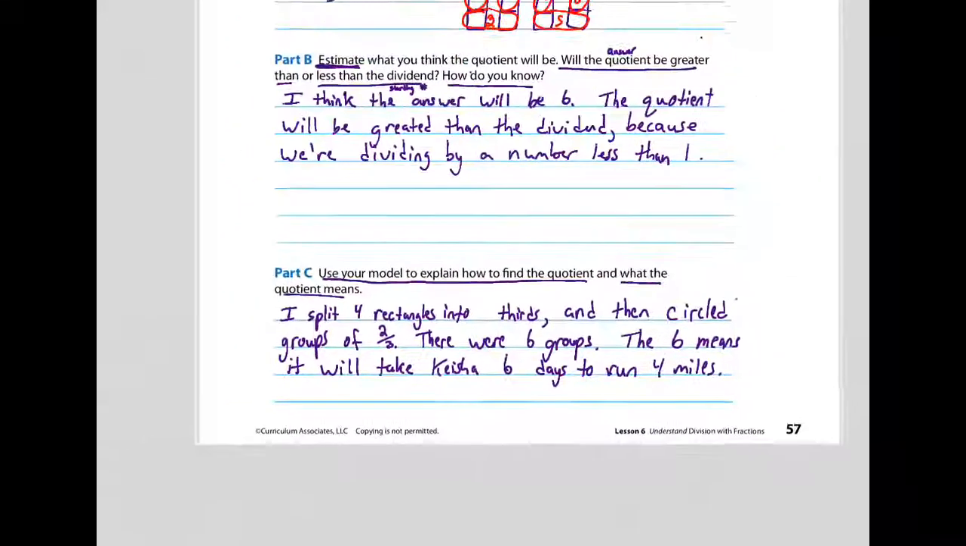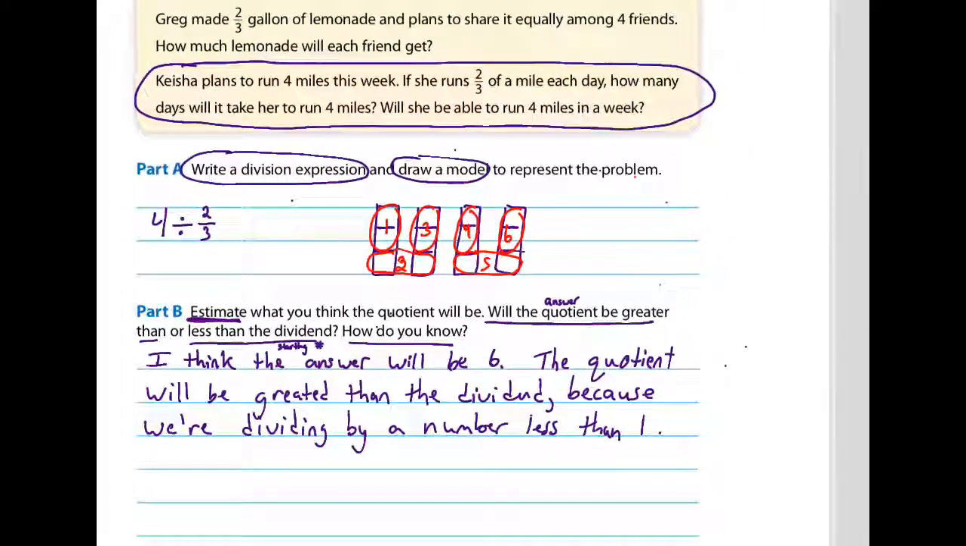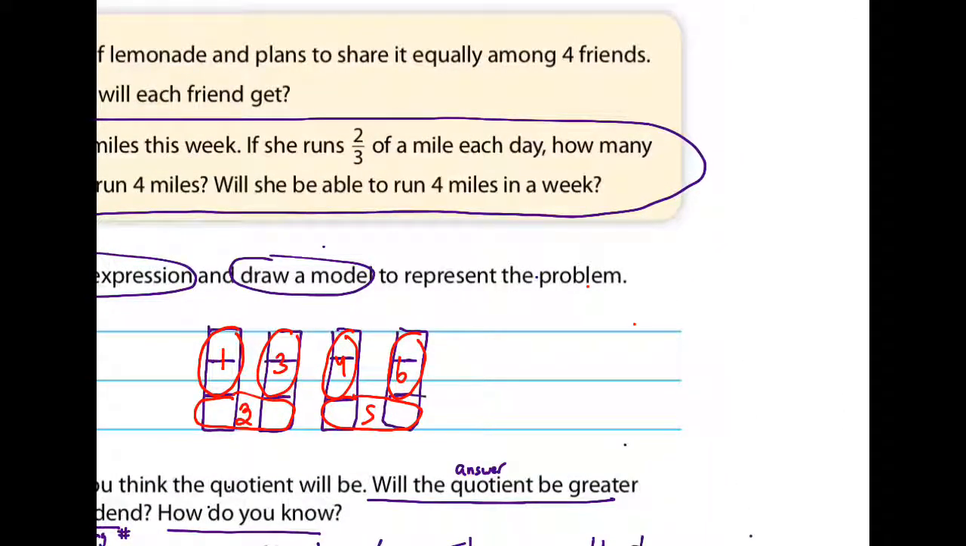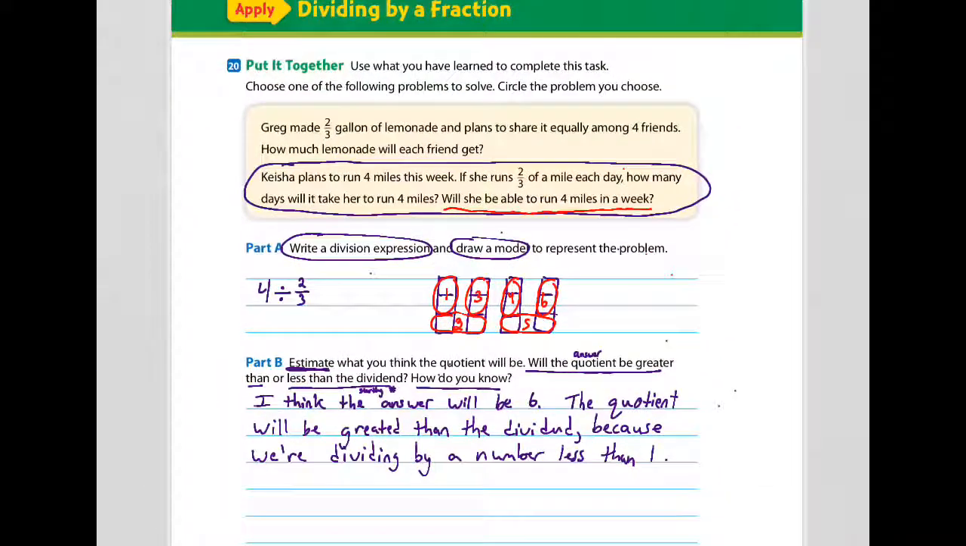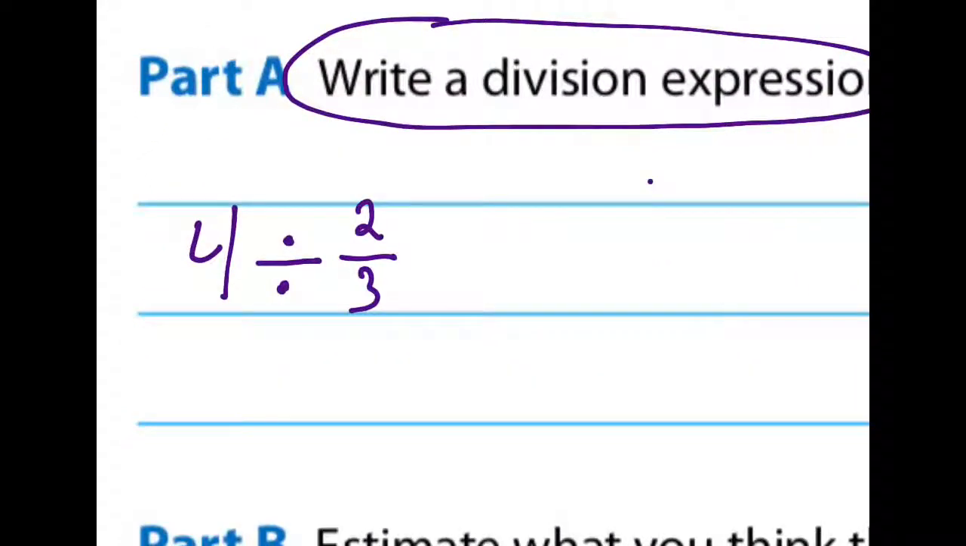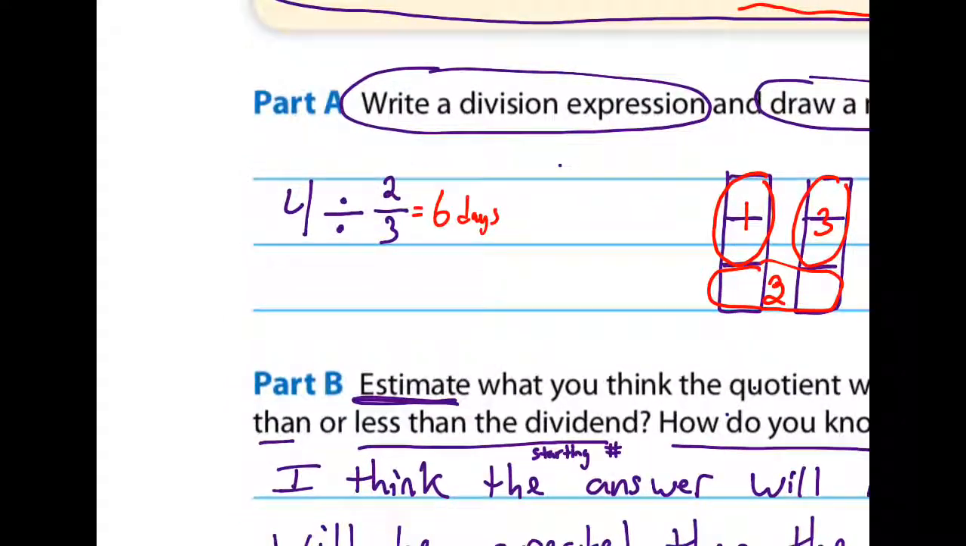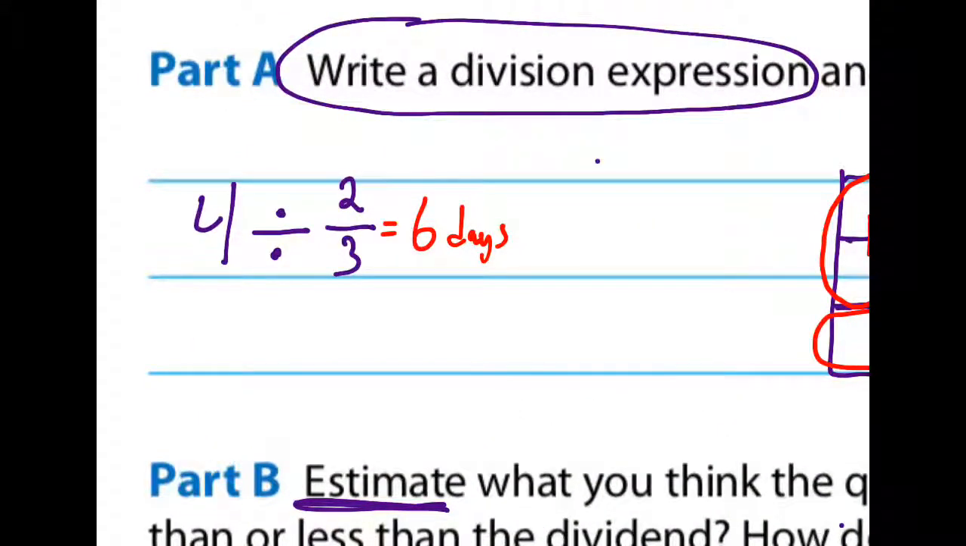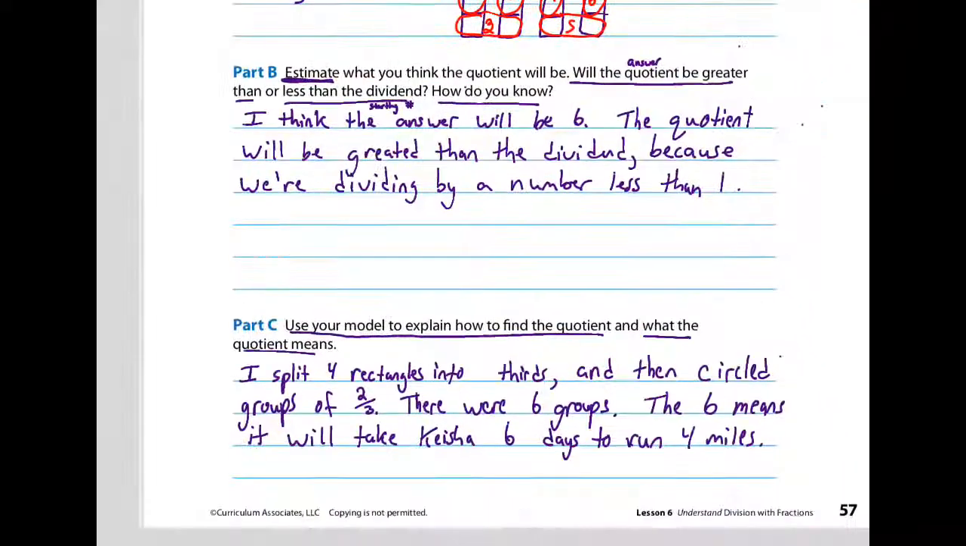Now, I do realize I forgot to answer part of my question up at the top. Maybe you caught that and it's been bugging you. Remember, it says, will she be able to run 4 miles in a week? Did you answer that, yes or no? So, think about it. If she has 4 miles to run and she's doing 2/3 a day, that means it will take her 6 days. Will she be able to run 4 miles in a week? Well, the answer to that is yes, because there's 7 days in a week, so she can get it done in 6 days. So I'm going to add that down to part C.